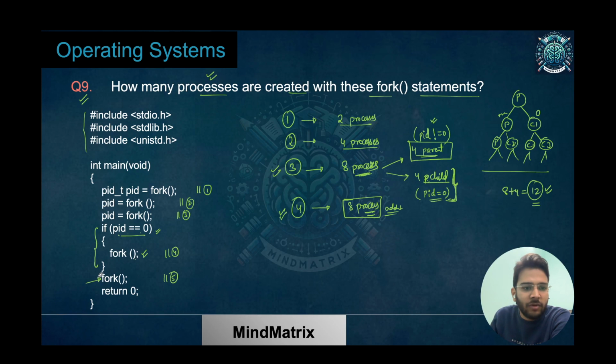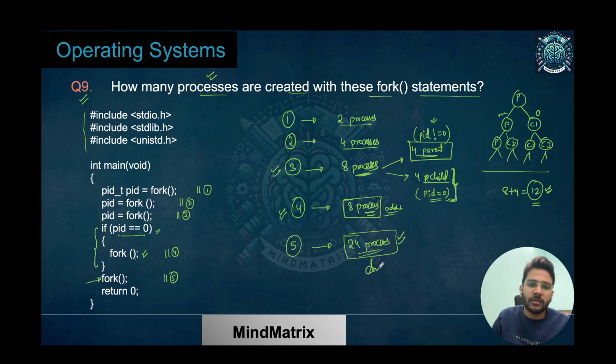And finally, this fifth one will be executed by all the processes present in the system now. So you have a total of 12 processes. So total 12 into 2, that means 24 processes will be there. Total 24 processes will be there in the system, right? So 24 is going to be the answer. I hope it is clear to all of you.